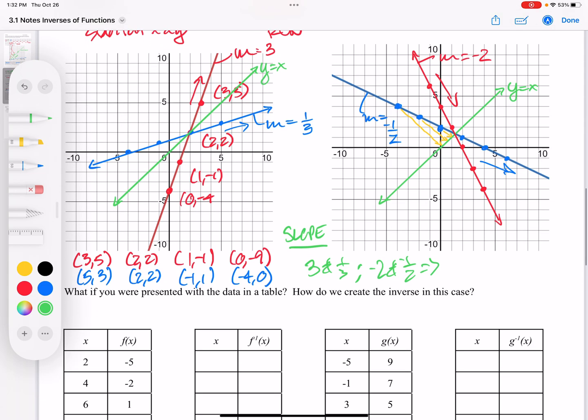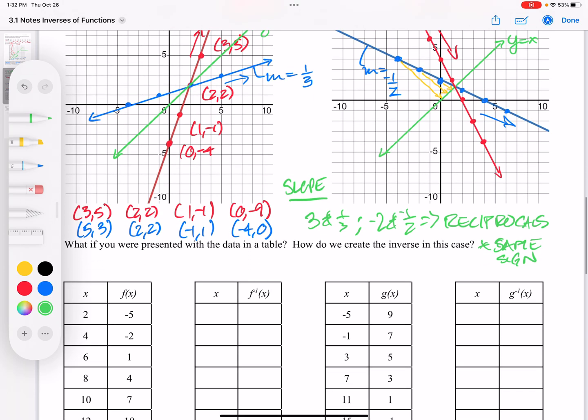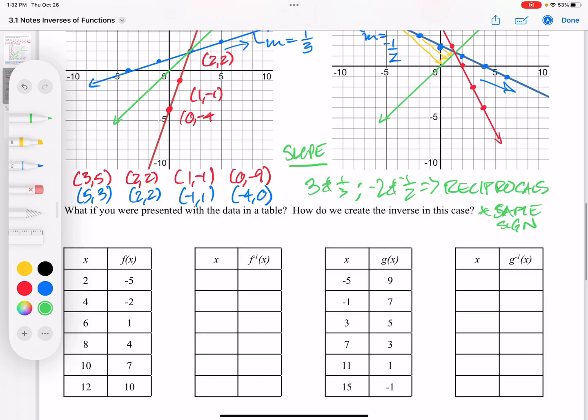You should be able to recognize that those are reciprocals. And more importantly, they have the same sign. Don't get confused by what we did in geometry and Algebra 1, where we found the opposite reciprocal to make a perpendicular line. These are inverse slopes, so they're just the reciprocal.